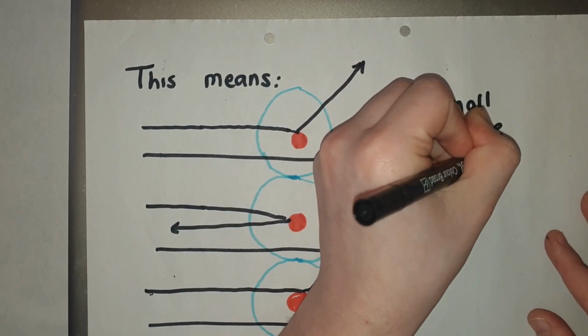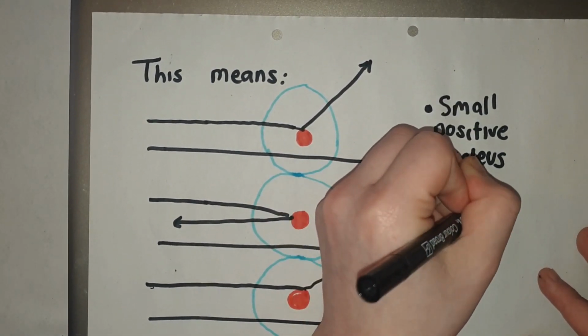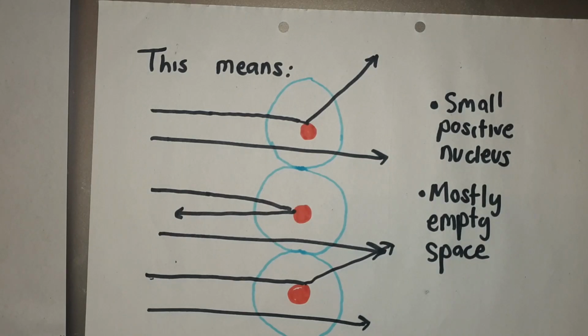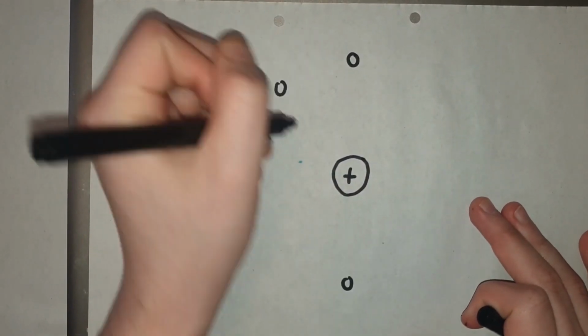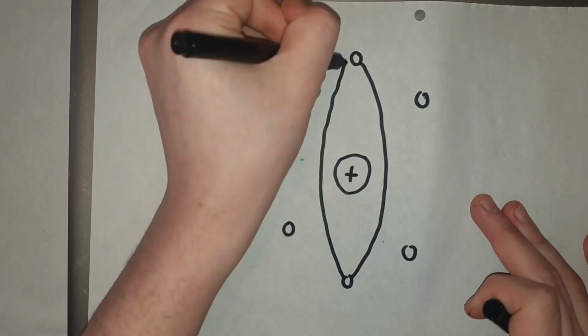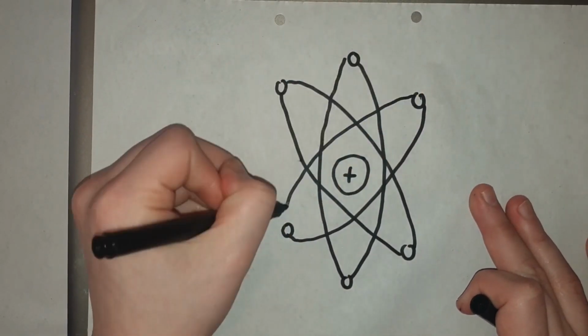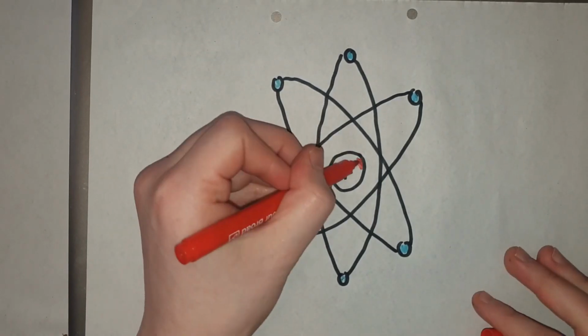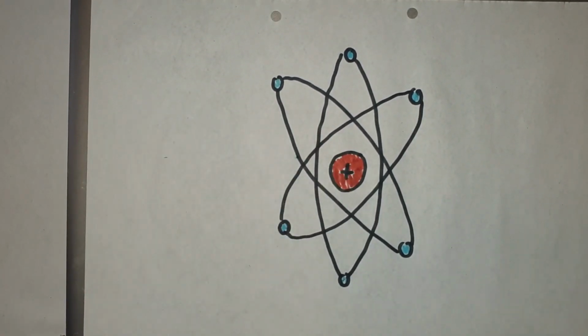But remember, most of the alpha particles did pass through the atom unaffected. So that tells us that the atom is also mostly empty space. So the gold foil experiment shows us that the atom has a small positive central nucleus and it is mostly empty space. And we call this model the nuclear model. This is what Rutherford came up with, the nuclear model of the atom.